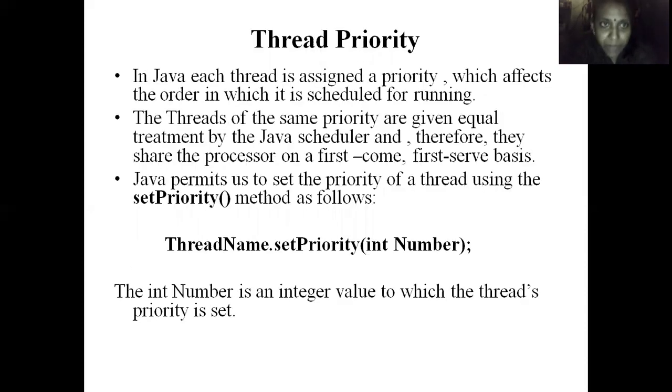Now come to thread priority. In Java, each thread is assigned a priority which affects the order in which it is scheduled for running. Threads of the same priority are given equal treatment by the Java scheduler, and therefore they share the processor on a first come first served basis. Java permits us to set the priority of a thread using the setPriority method as follows: threadName.setPriority(), and in the brackets we put an integer value to which the thread's priority is set.